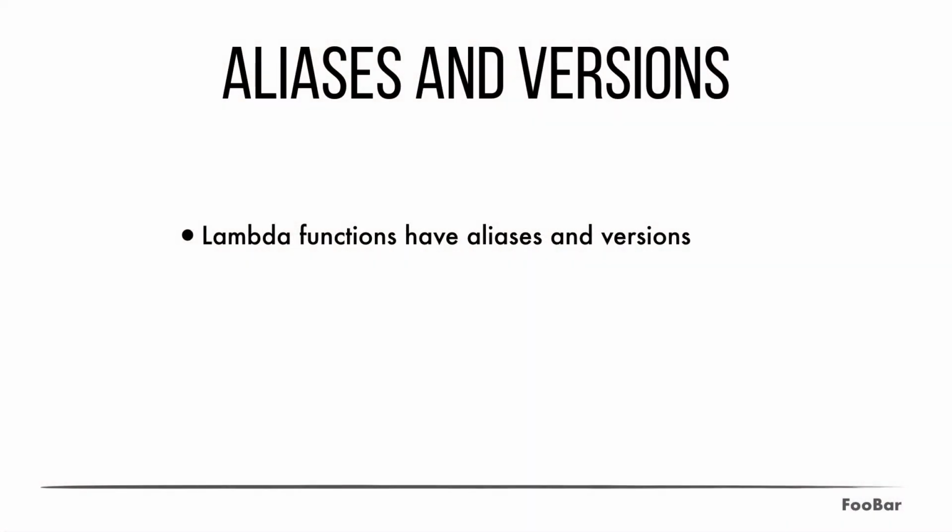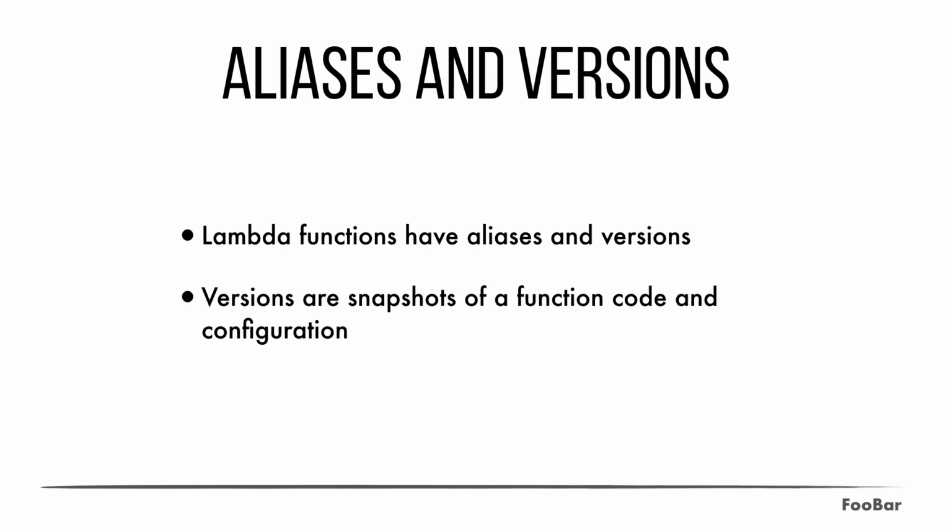In AWS, every Lambda function can have any number of versions and aliases associated with it. Versions are immutable snapshots of a function. It includes the code and the configuration. It is a good practice to publish a new version every time you update your function code. When you invoke a specific version, you're guaranteed to get the same code and configuration.